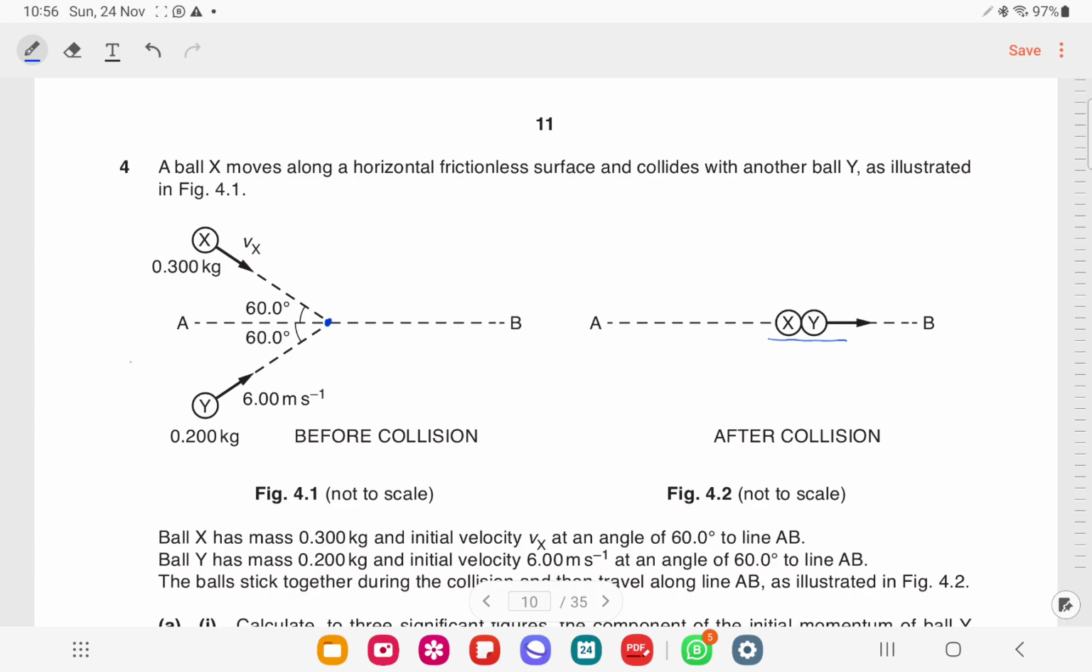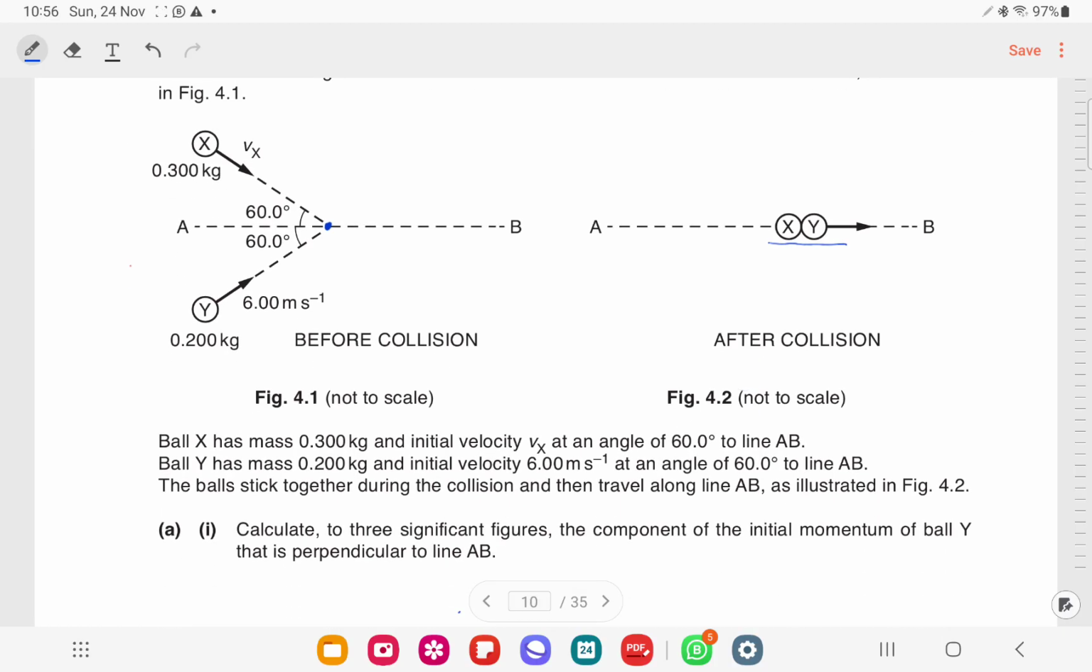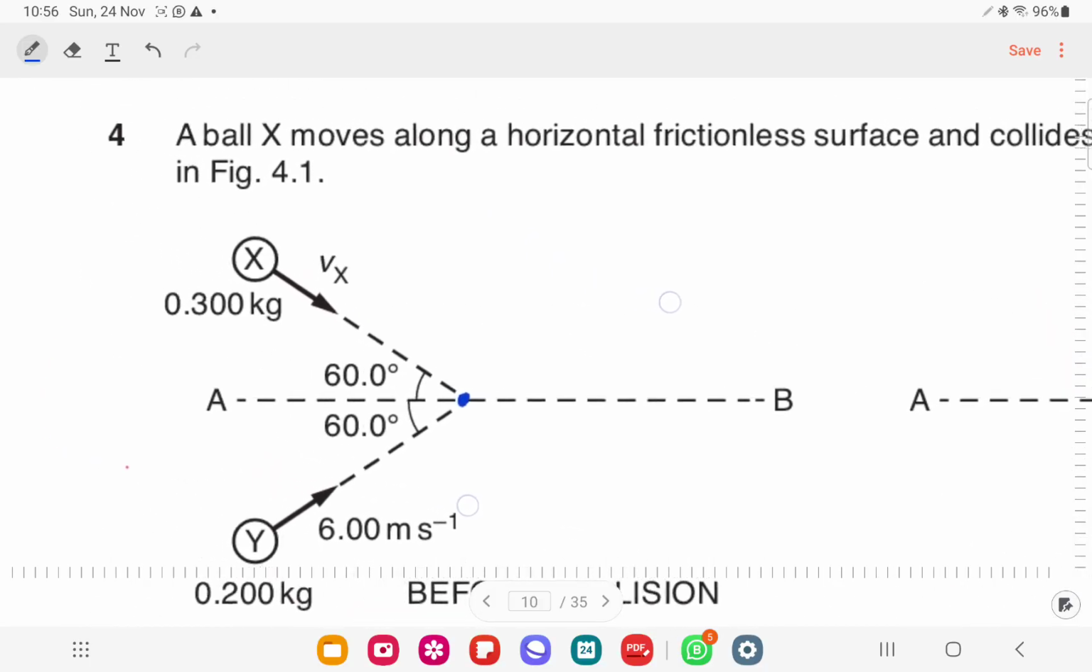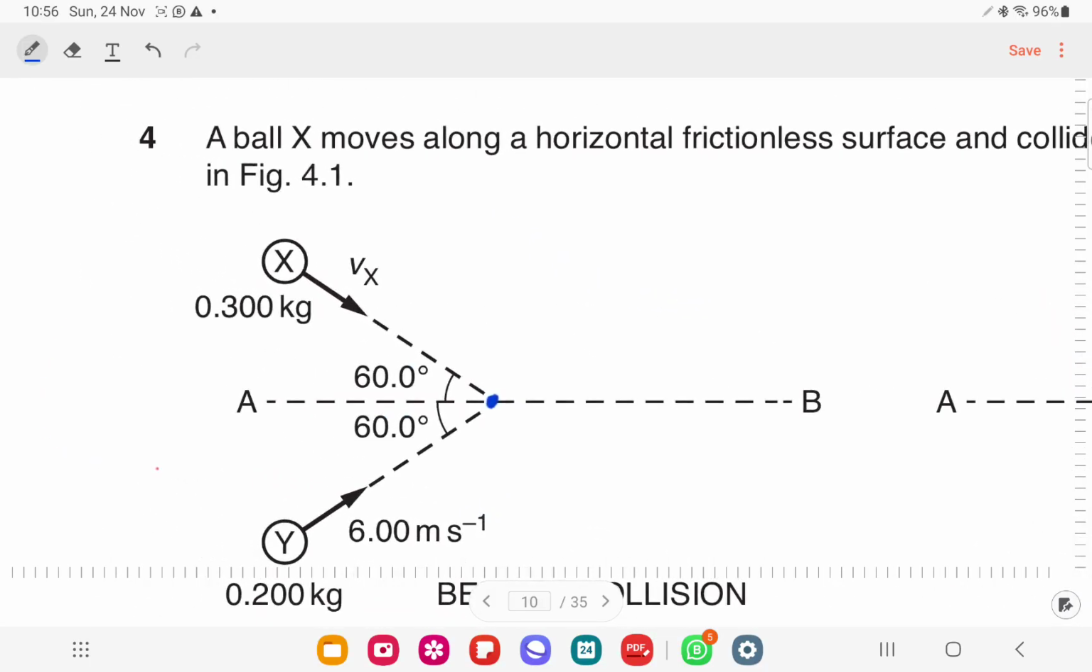A ball X moves along a horizontal frictionless surface and collides with another ball Y as illustrated. Now the details are given. Ball X has a mass, and the velocity Vx at an angle of 60 degrees. Vx is not known to us. The velocity for ball Y is given to us. So first of all, do one thing: resolve the velocity for both the particles according to the direction.